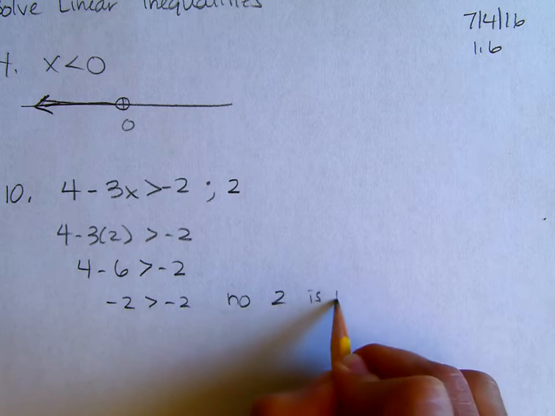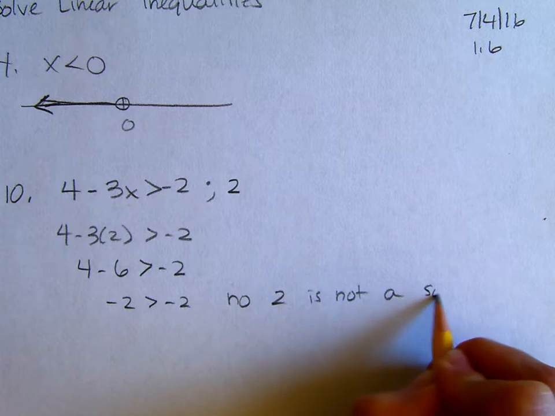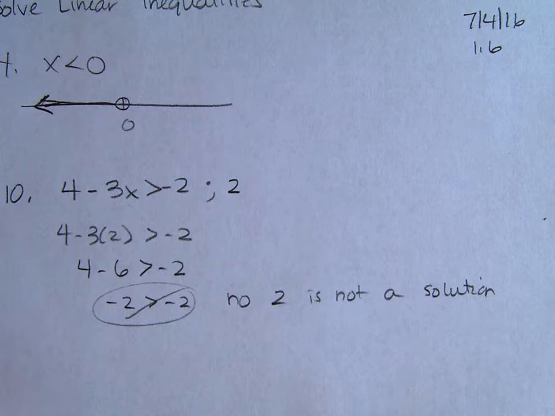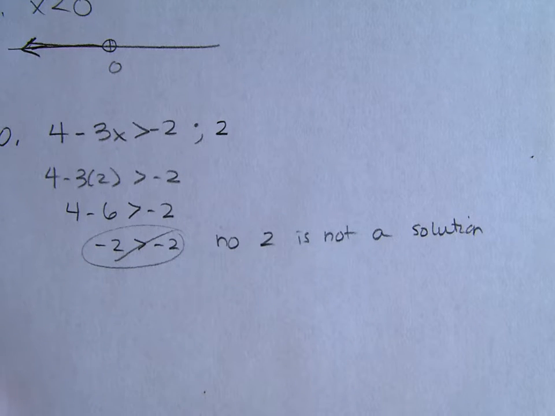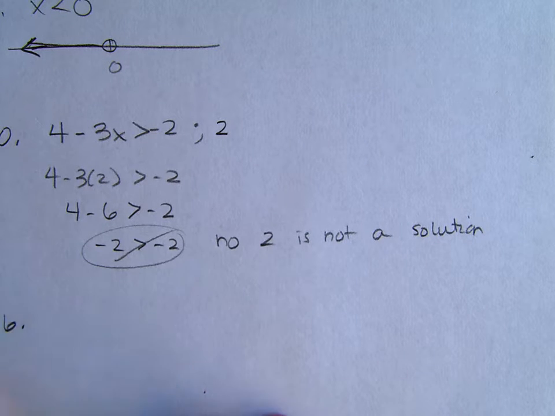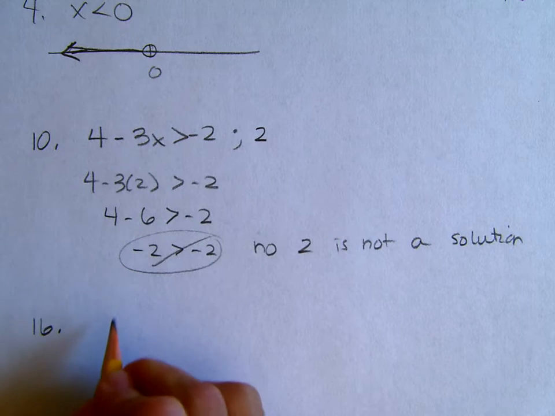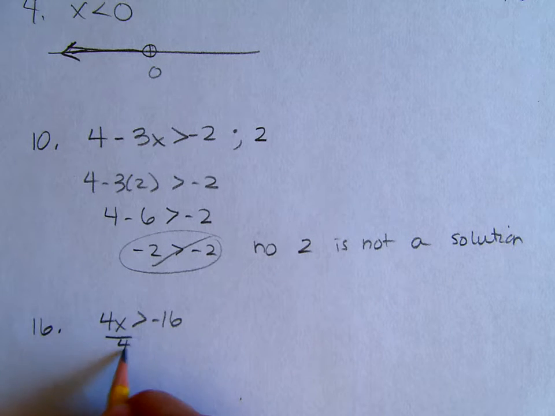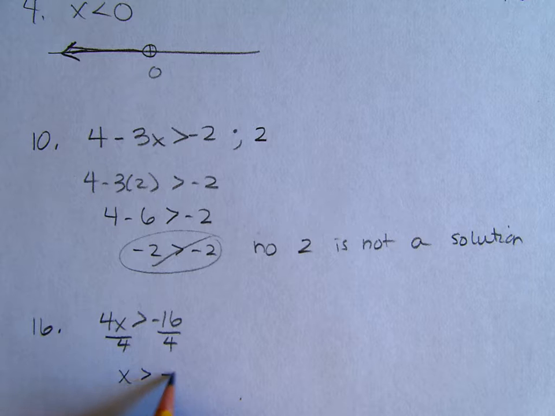No, 2 is not a solution because this is not true. Solve the inequality. There are some that are relatively straightforward, like number 16 says 4x is greater than -16. Divide by 4, x is greater than -4.